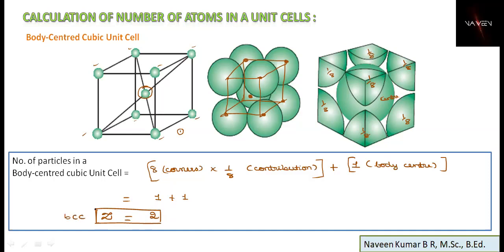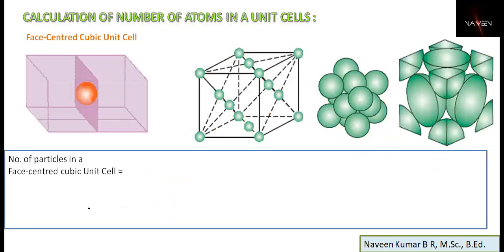Hope this is clear. Now we'll move on to the next crystal system. It is the face-centered crystal system. As we know, a face-centered cubic system, or a cubic unit cell, will have 8 corners, and along with that, the additional particles present: we know that there are 6 faces in the unit cell, and each face center will have a particle.